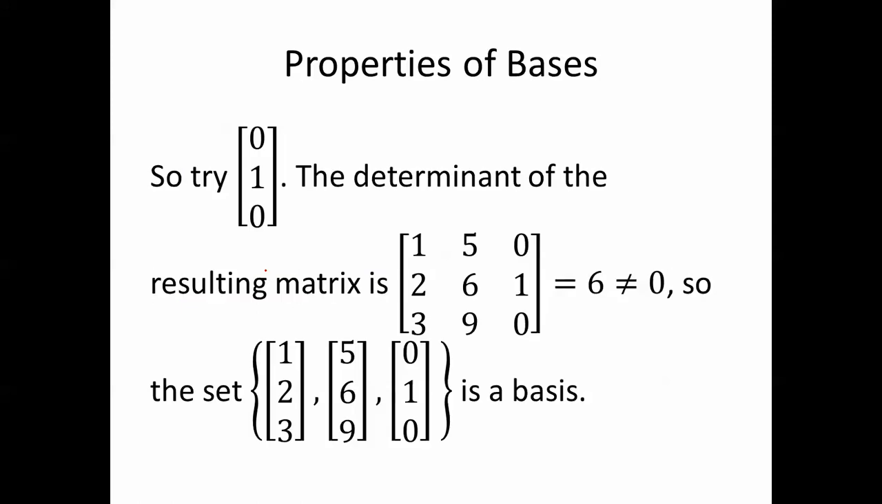So try (0, 1, 0). The determinant of the resulting matrix, 1, 2, 3, 5, 6, 9, 0, 1, 0, okay, there should be determinant lines over here, equals 6, which does not equal 0. So this set is indeed a basis.